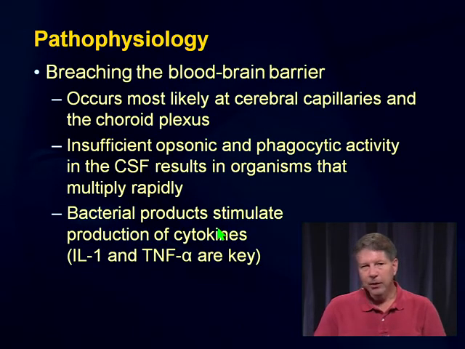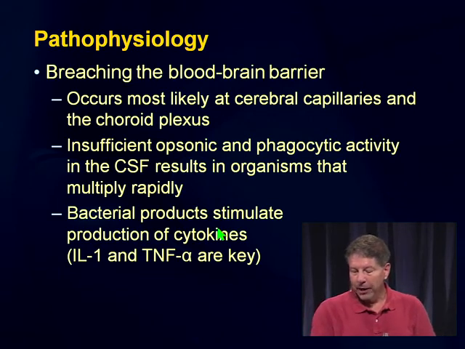Okay, so how does it get across the blood-brain barrier? Most likely we think it occurs at the cerebral capillaries and the choroid plexus. So something happens there at the choroid plexus. And once it gets inside there, there's nothing to stop the organism from multiplying. And that's why things happen so quickly with meningitis, because none of our immune system is there in the CSF, because we want to keep things out of there, and we keep our own cells out because we don't like having a lot of things in there that shouldn't be there. And then the bacterial products stimulate the production of cytokines, and then we have this huge problem.